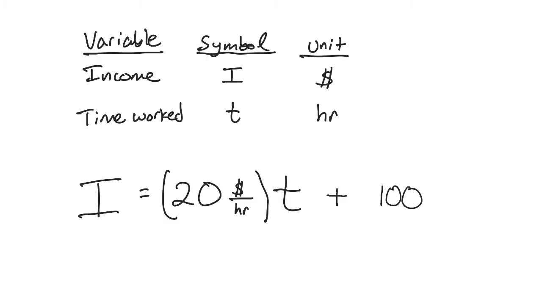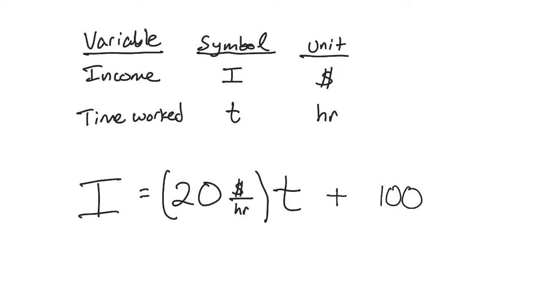So here you can see we have a similar idea: variable, symbol, and unit, and we have 2 variables, income and time worked. They have symbols capital I and lowercase t and units of dollars and hours. Now take a look at this mathematical model that represents the income that someone makes if they work for a certain number of hours. I'd like you to pause the video and see if this will work. Do we have all the correct units, and would this produce an income for a certain number of hours worked? Go ahead and pause and see if there are any mistakes.